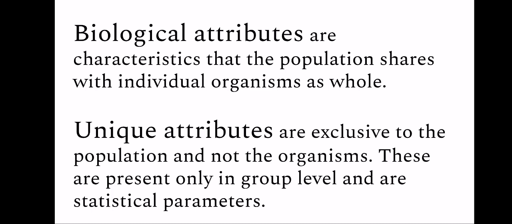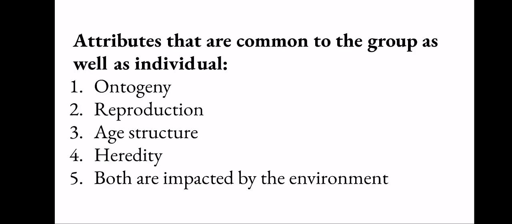So now let us know regarding certain biological attributes. I have written that these are attributes that are common to the group as well as the individual. That means certain attributes which are common to the group as well as the individuals which make up the group. That means your biological attributes. So these attributes can be your ontogeny. Ontogeny means the birth, the death and the developmental stages that lie in between. So ontogeny is present both at the individual level as well as at the population level.